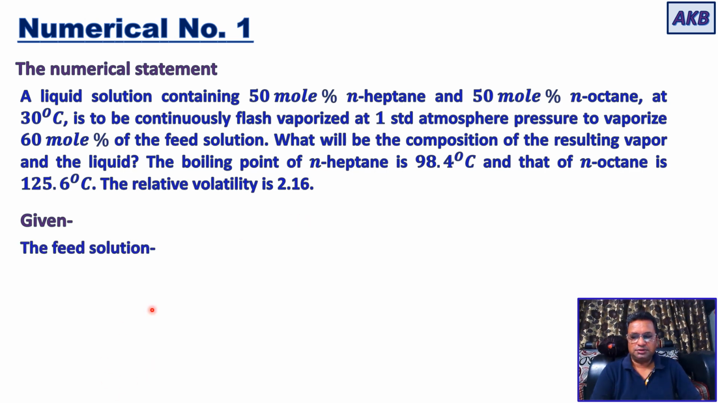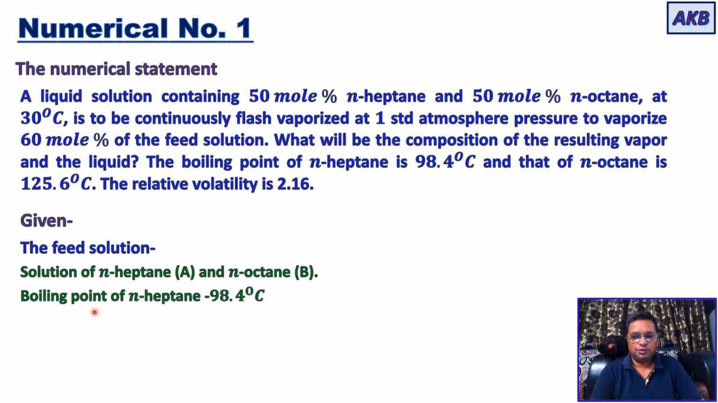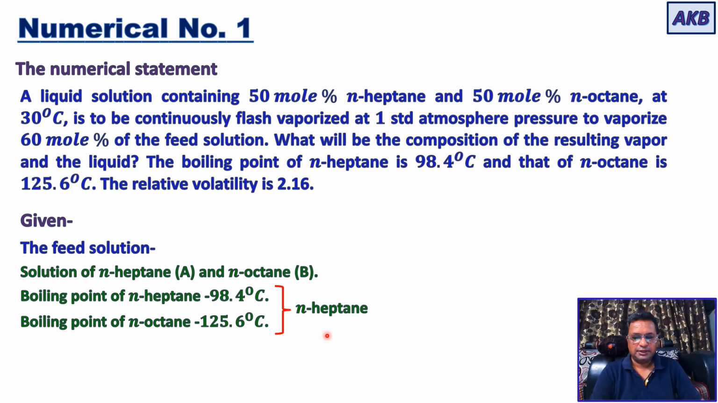The feed solution in this case is a solution of N-heptane, let us denote it as A, and N-octane, let us denote it as B. Boiling points for both these components are given. Boiling point of N-heptane is 98.4 degrees Celsius, and boiling point of N-octane is 125.6 degrees Celsius. From the boiling points we can conclude that N-heptane is the more volatile component. So we will be talking in terms of N-heptane, the more volatile component.